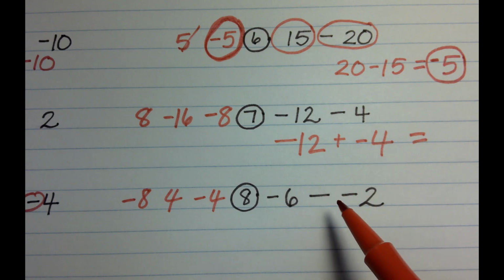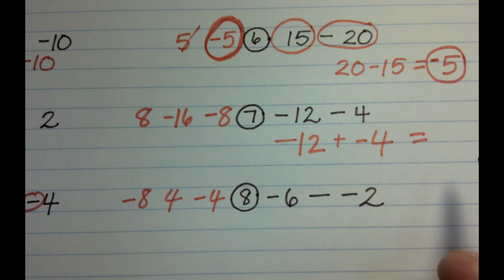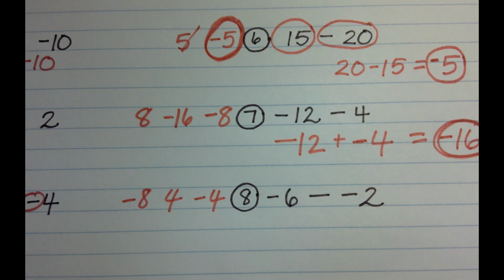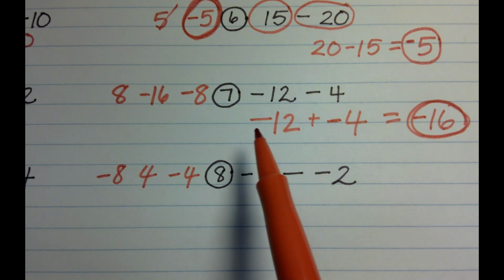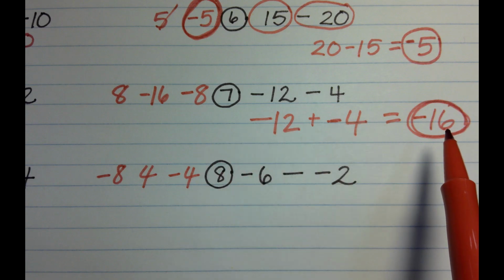Positive 16, or negative? Negative 16. That's right, negative 16. I was confused myself. That's okay. That's okay. -16. Remember, if we add 2 negatives, we're just adding and we're keeping the negative.